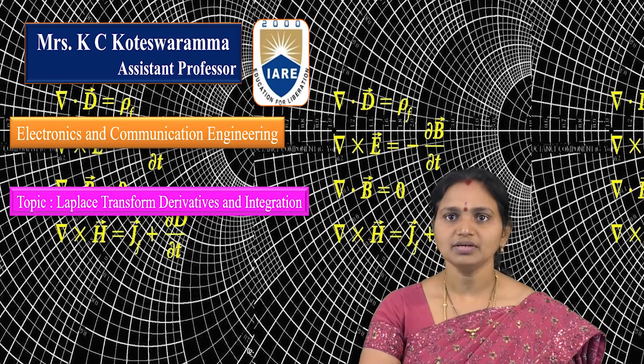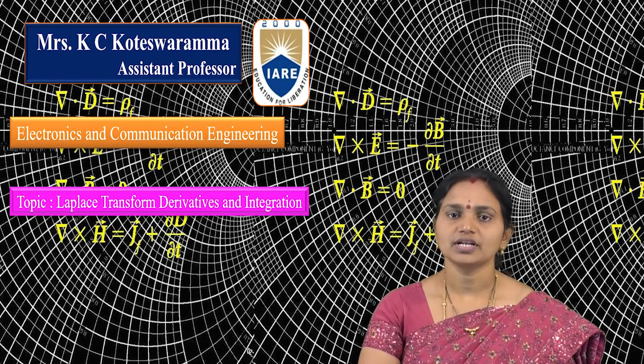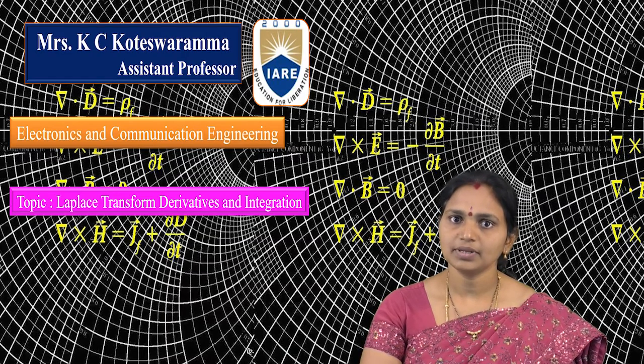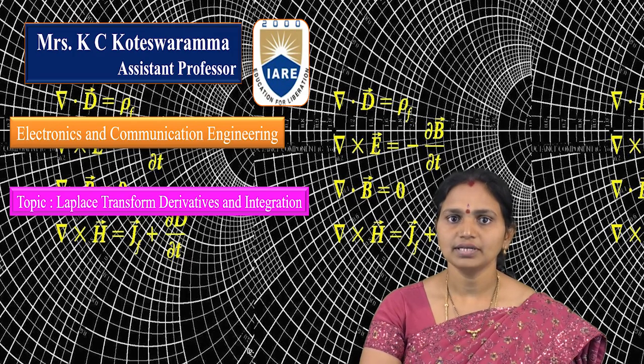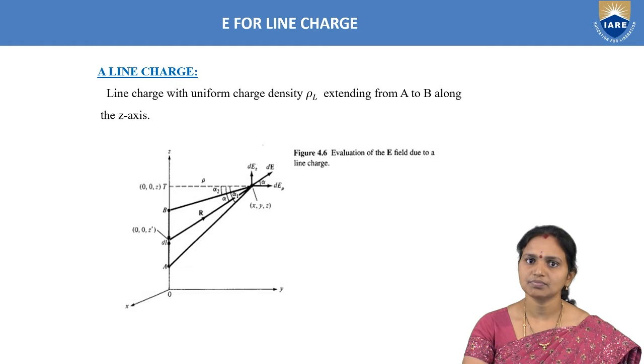This is KC Koteshwarama. In the last session, we discussed the basics of electrostatics. The basic source for electrostatics is a charged particle, and that charged particle may be located at a point. It may be distributed along a line, along a surface, or along a volume. In the last session, we completed the calculation of electric field strength, one of the important characteristic parameters for an electrostatic field, in the case of a point charge.